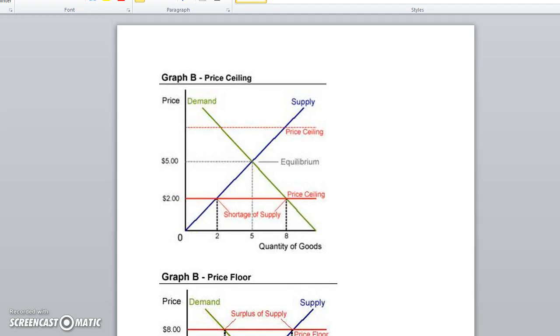In these assignments you're asked to look at different graphs and different scenarios in which the government decides to mess with the equilibrium price. So sometimes this can be benefiting consumers, sometimes this can be benefiting producers, and our job in this is to understand the concepts of a price ceiling and a price floor, and to analyze what happens to the market theoretically when we look at this stuff.